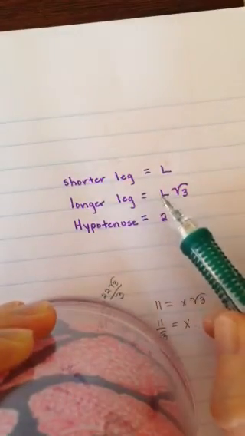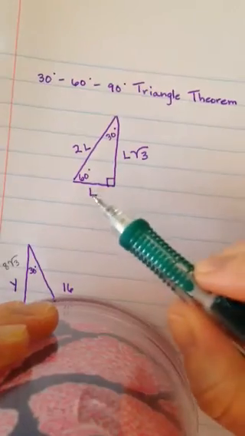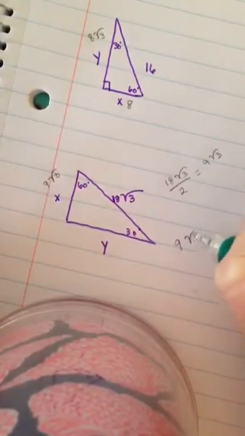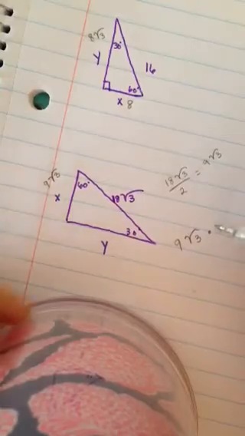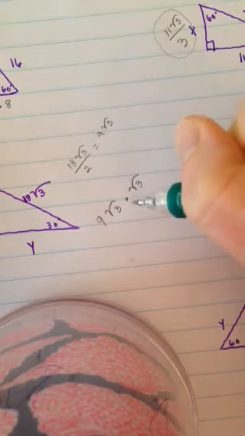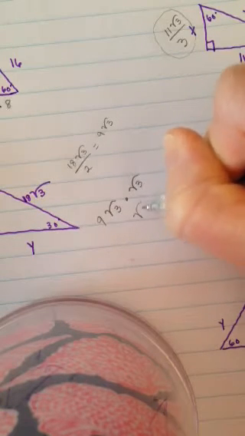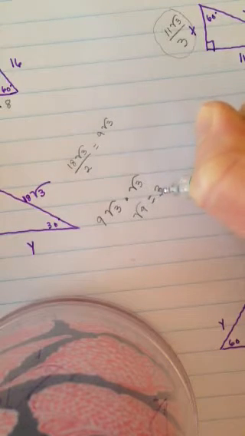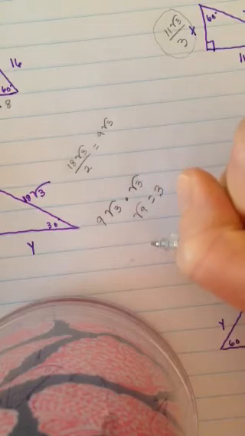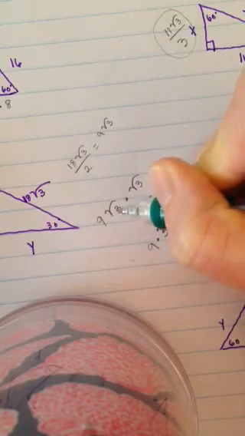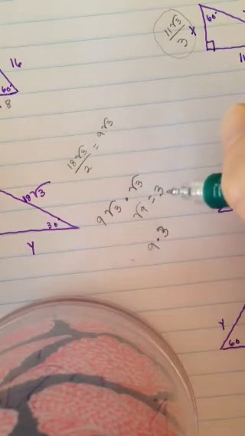Our longer side is the shorter side times radical 3. So let's come down and do our shorter side times radical 3. So we have 9 radical 3 times radical 3. Well, what's going to happen when we say radical 3 times radical 3? Radical 3 times radical 3 is going to be radical 9 or just 3 because the square root of 9 is 3. So in this problem, we still have this 9, but we also have it multiplied by 3 because square root of 3 times square root of 3 just equals 3.